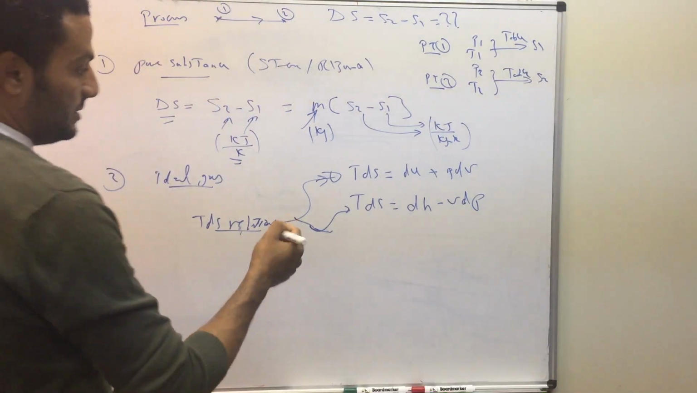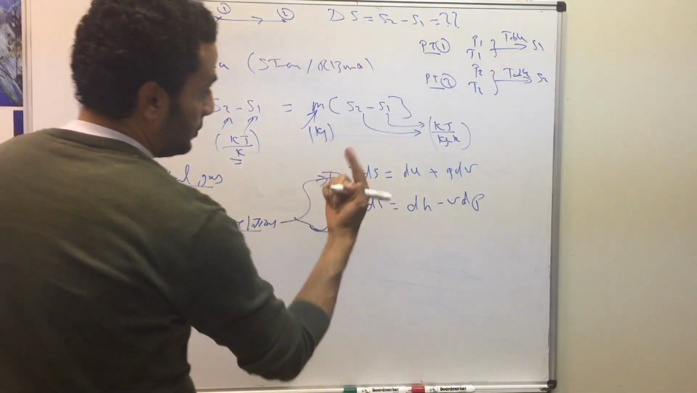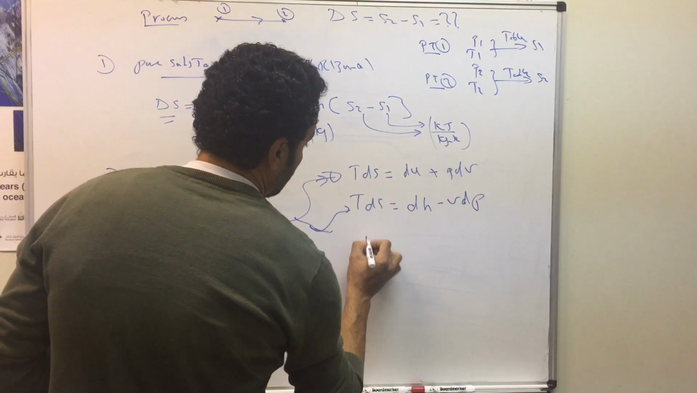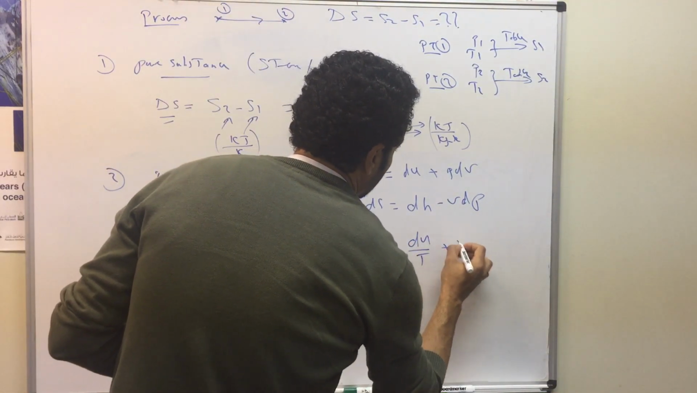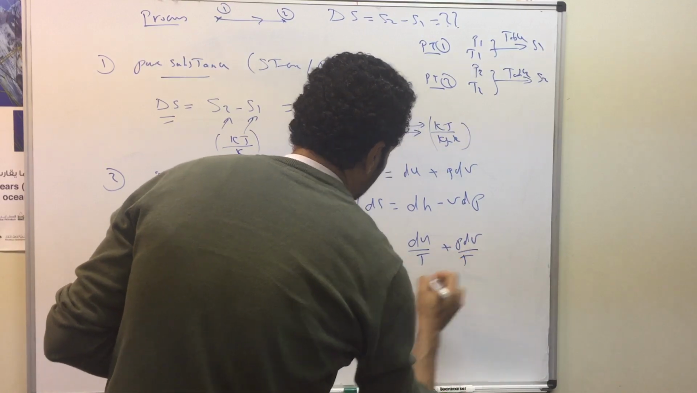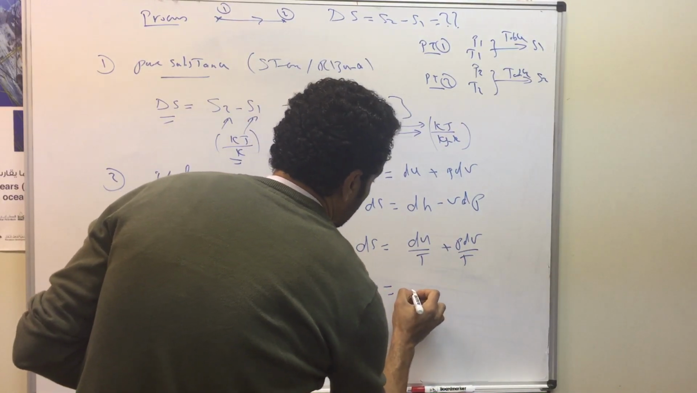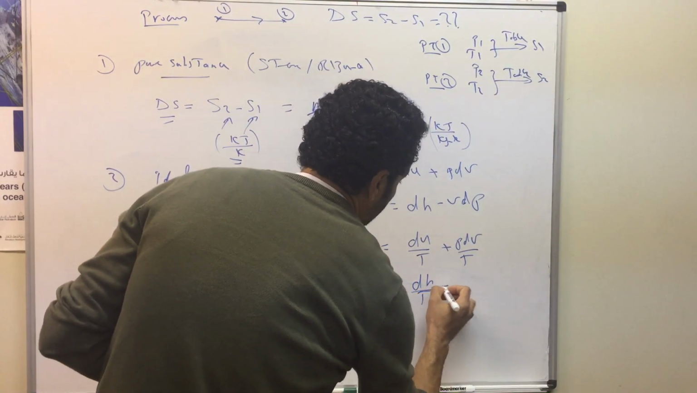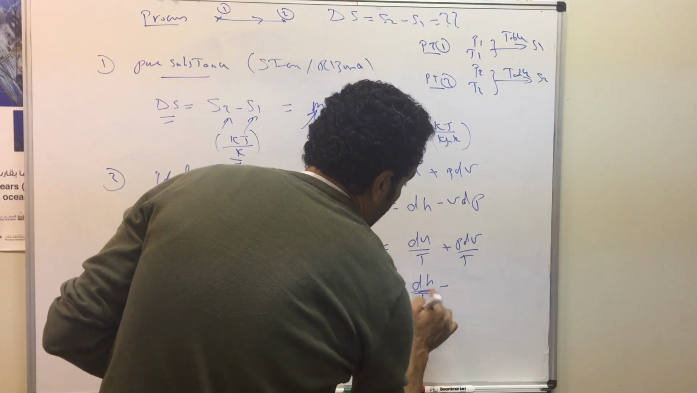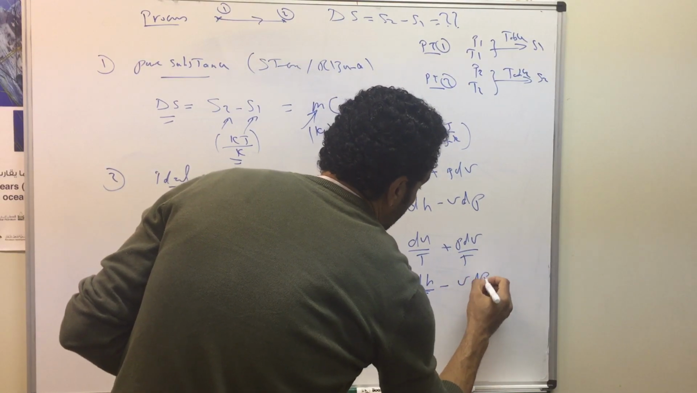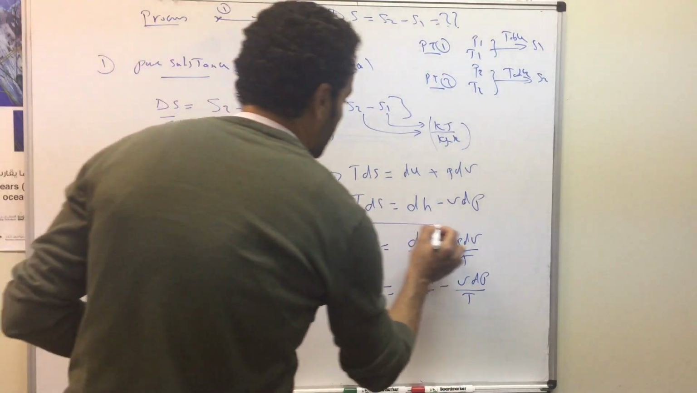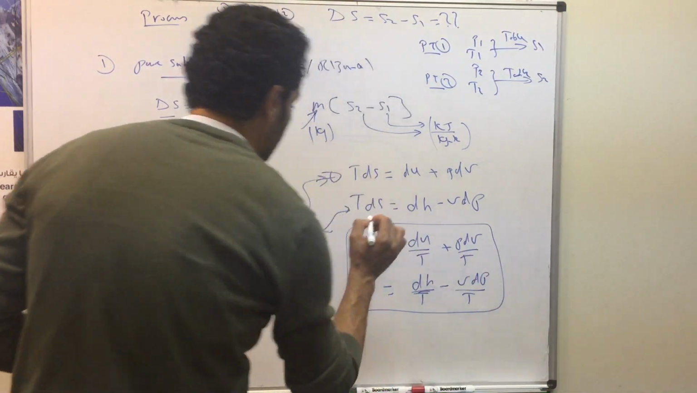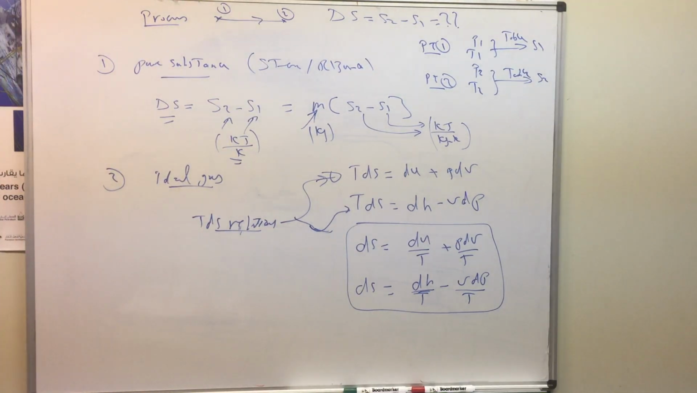Based on this, we have two equations to calculate delta S. The first equation is dS equals dU over T plus PdV over T. The second relation is dS equals dH over T minus VdP over T. Those are the two relations that are called the Tds relations.